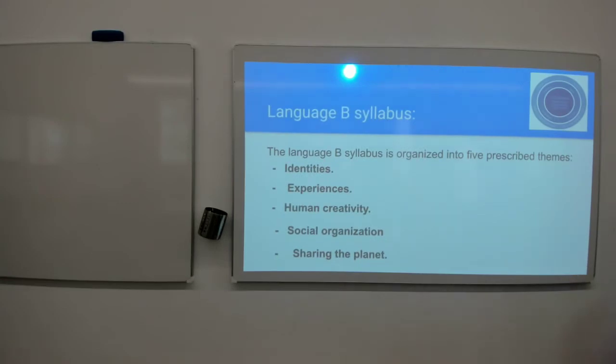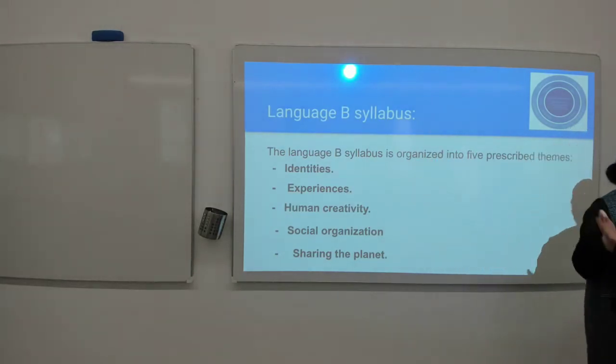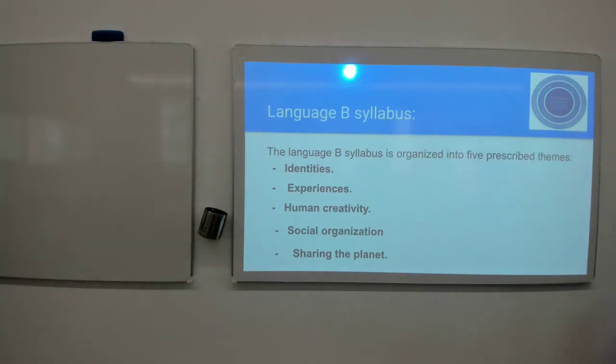The language B syllabus is organized into five prescribed themes, and French B has the same themes. It's for the language B program. The first one, identities. The second one, experiences, then human creativity, social organization, and sharing the planet. Every theme has some topics. For example, in identities, we study language and identity as a topic.